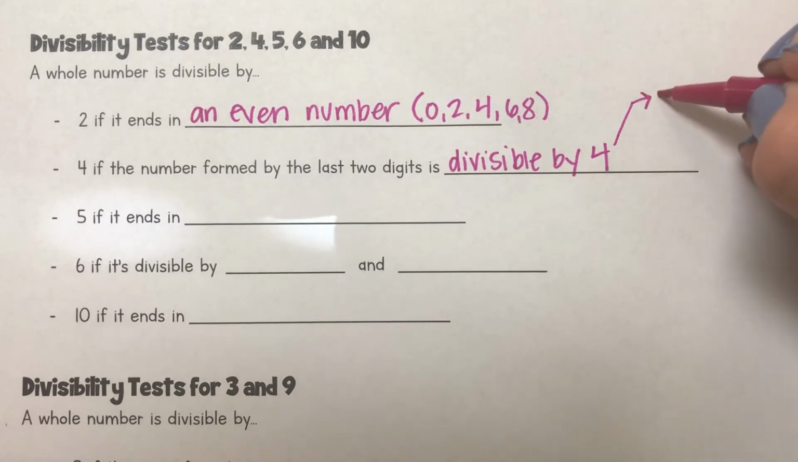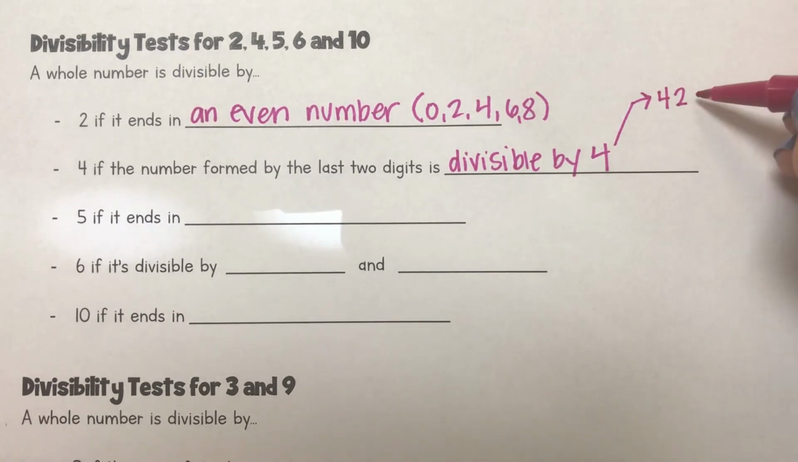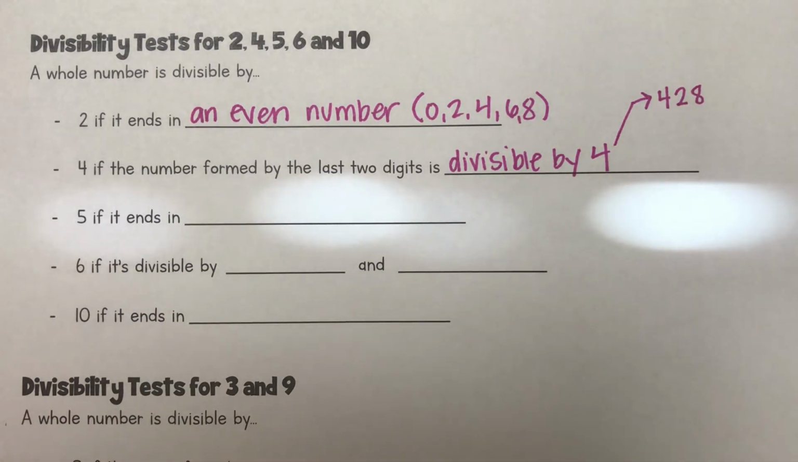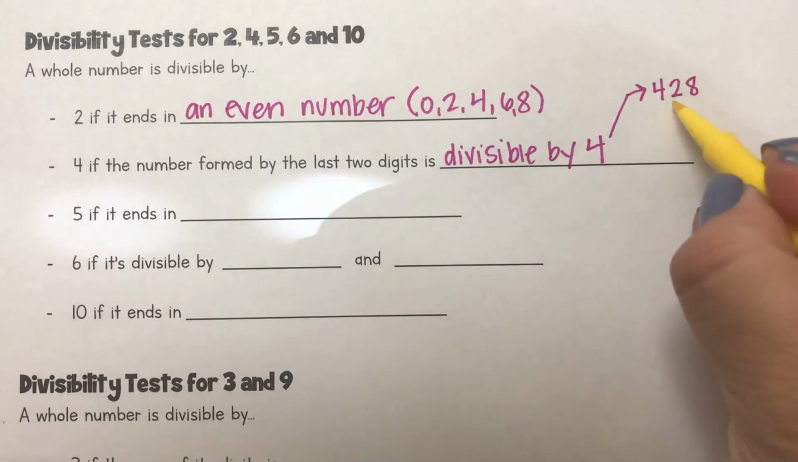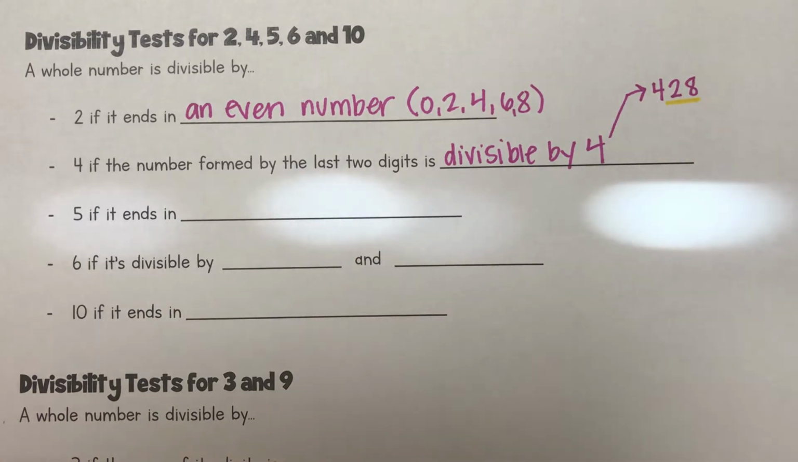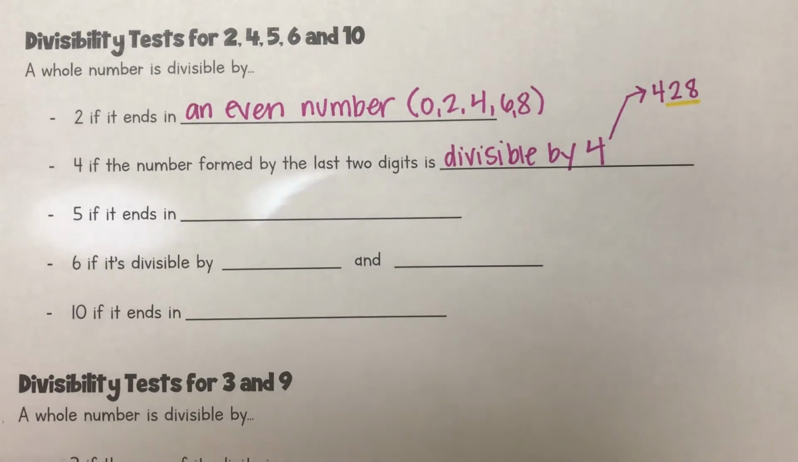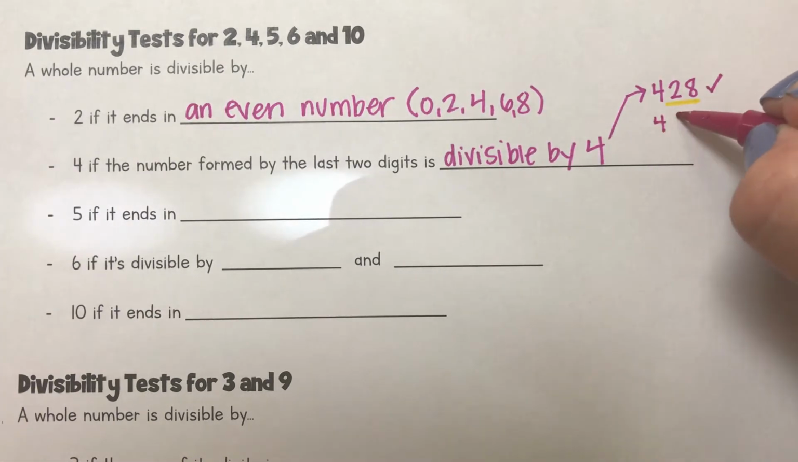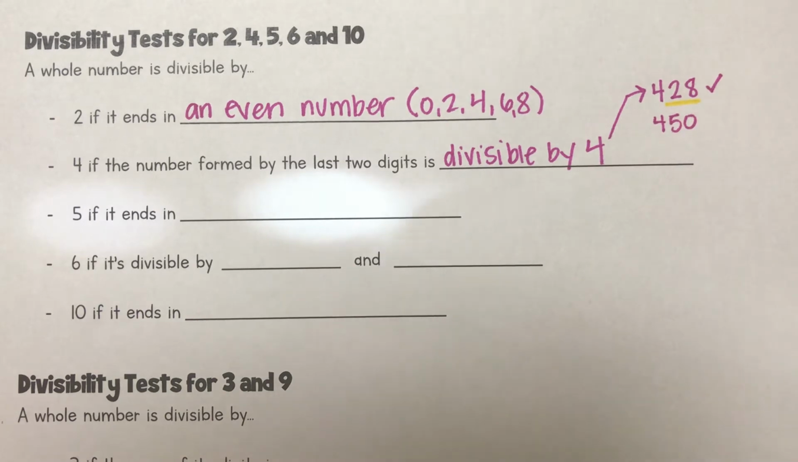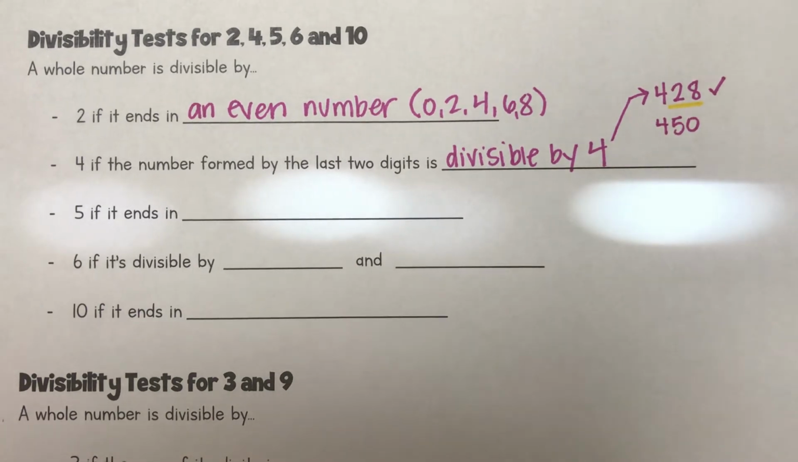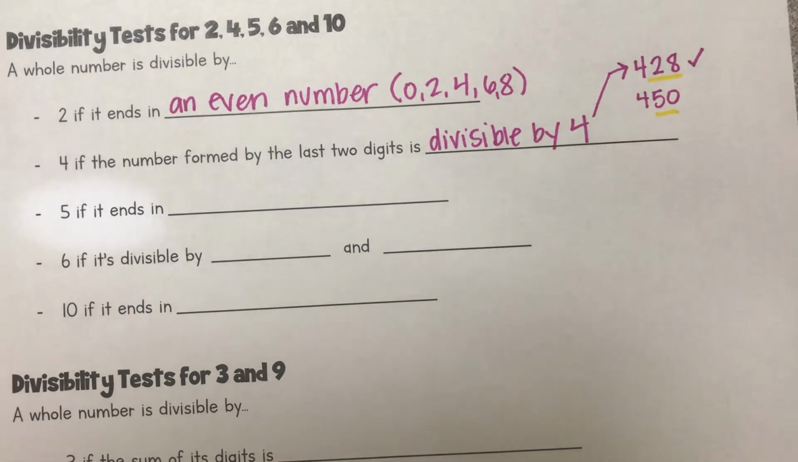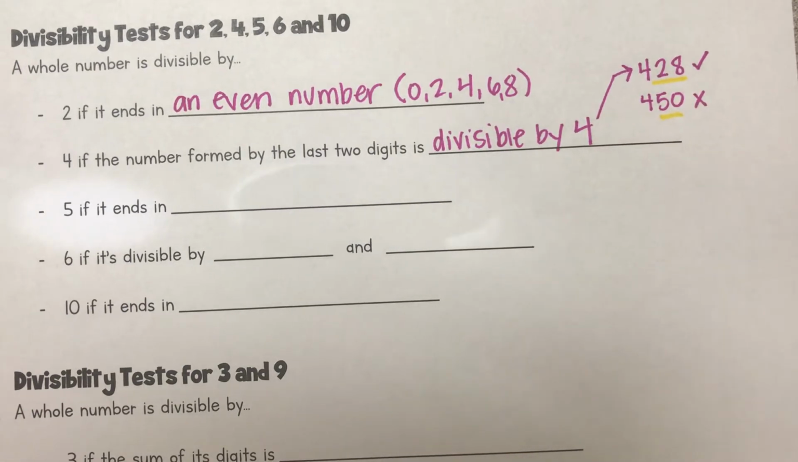And this is what it's trying to tell you: if it was something like 428, you look at the last 2 digits. Is 28 divisible by 4? Yes. So this would be divisible by 4. But if I gave you 450, does 4 go into 50 evenly? No.